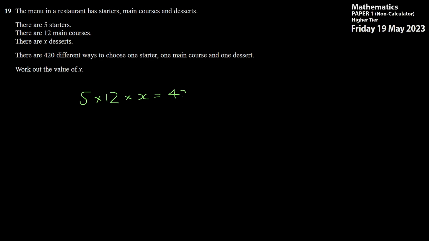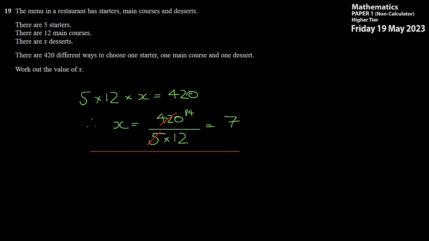to 420. So therefore I can say, making x the subject, this is 420 divided by 5 times 12. So the 5 will go into 420 84 times, and 12 goes into 84 7 times. So x will be 7. And there is the answer.